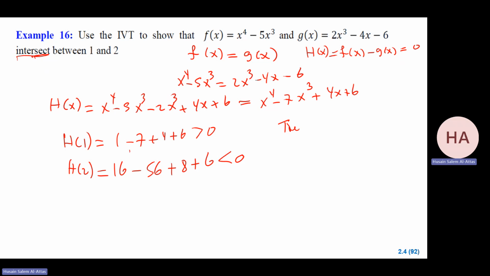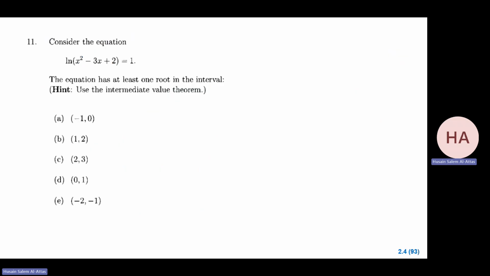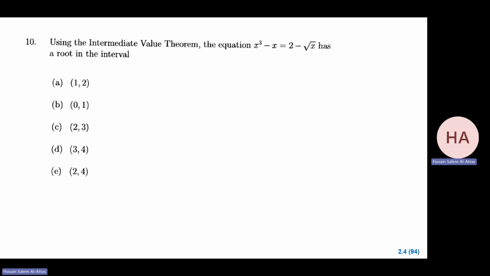So there exists a root C in this interval, such that h of x equals 0. H of C equals 0. If h of x equals 0, means f of C equals C. And they intersect, and that's it. So we prove this. Yeah, I think it's a very clear topic. Yeah, I will do this later because it's a little bit confusing. So I'll do it at the end.